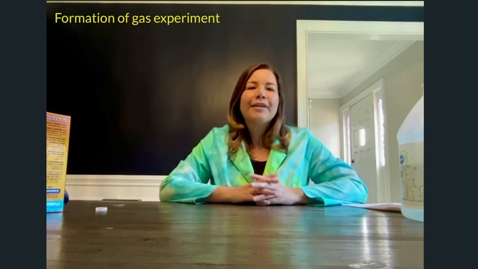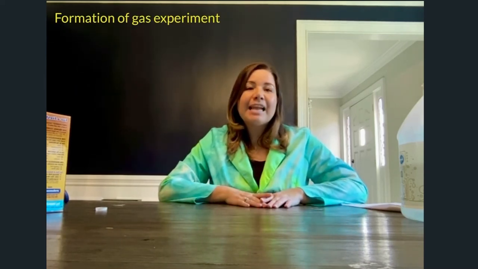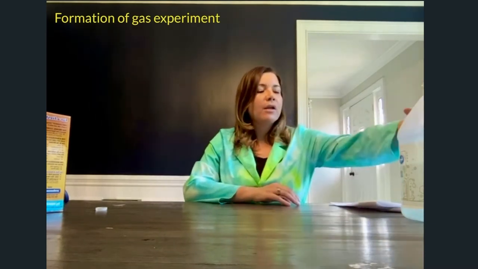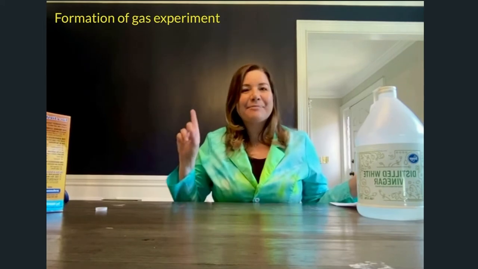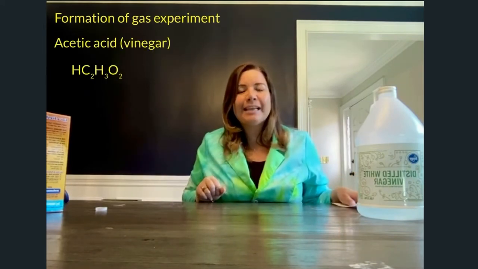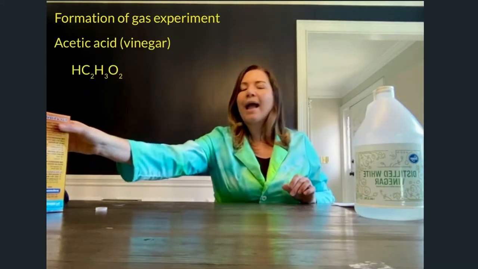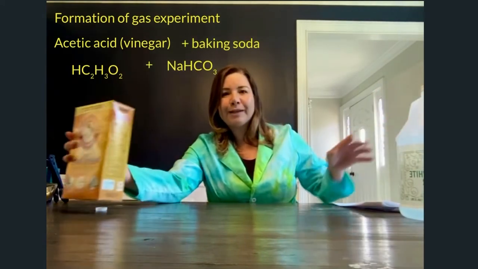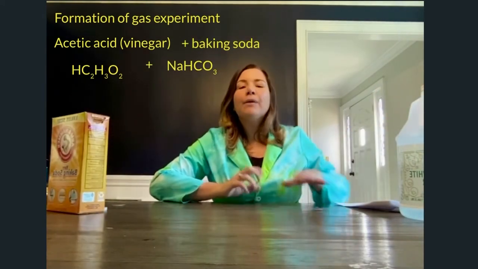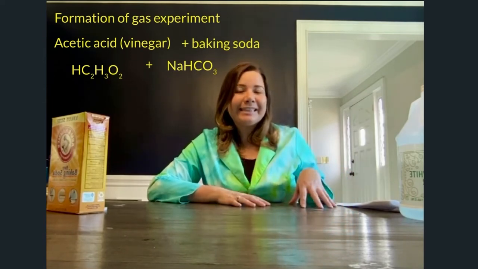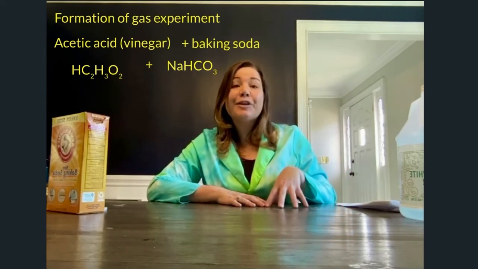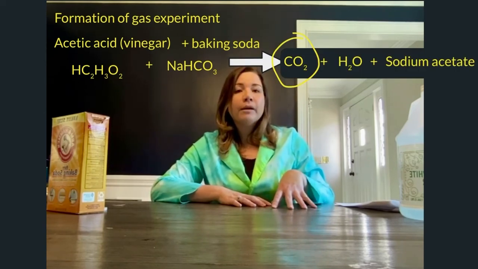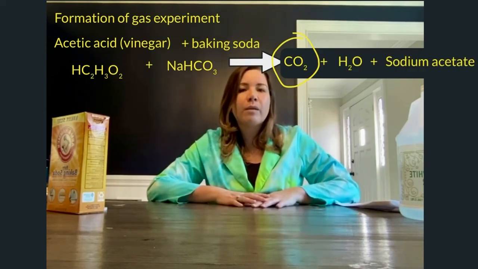Now let's take a look at the formation of gas. In the formation of gas, we had vinegar, which was acetic acid, and I'll put that up here for you to see. And we also had the baking soda, all right? And we'll look at the chemical equation for the baking soda. And one of the things that gets released from this reaction is carbon dioxide, CO2. And I mentioned before, carbon dioxide is the same thing that we breathe out.